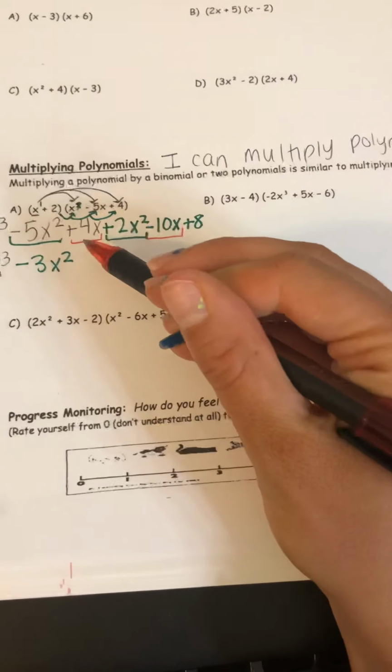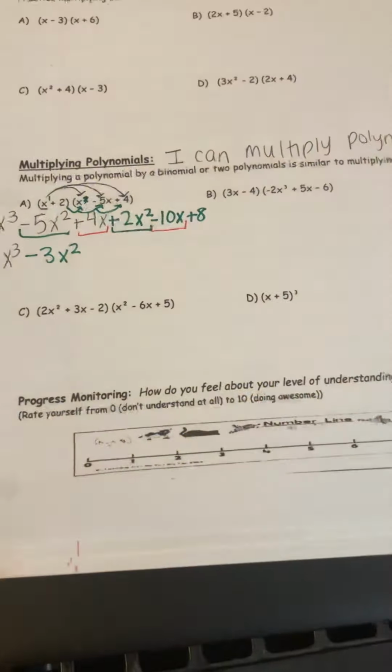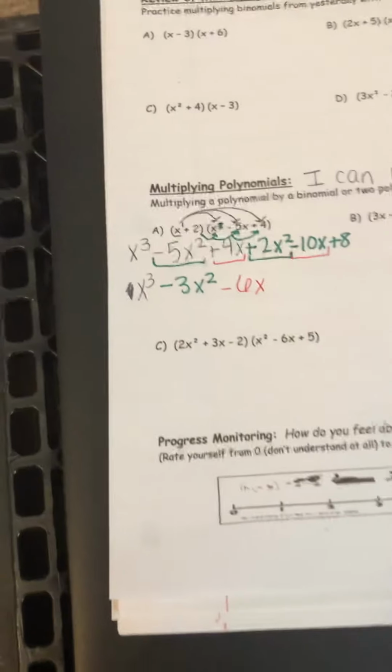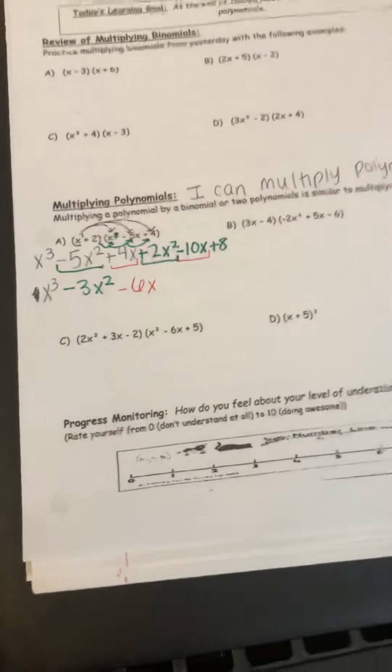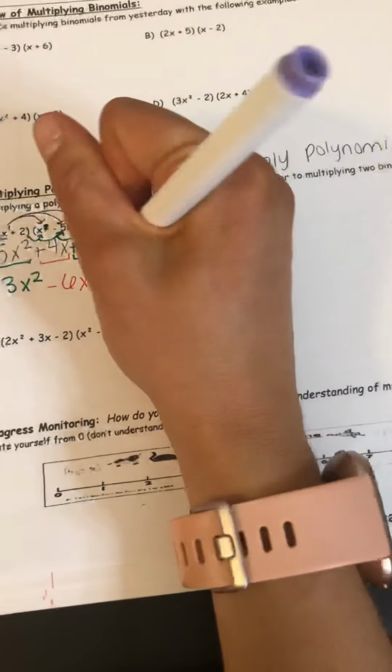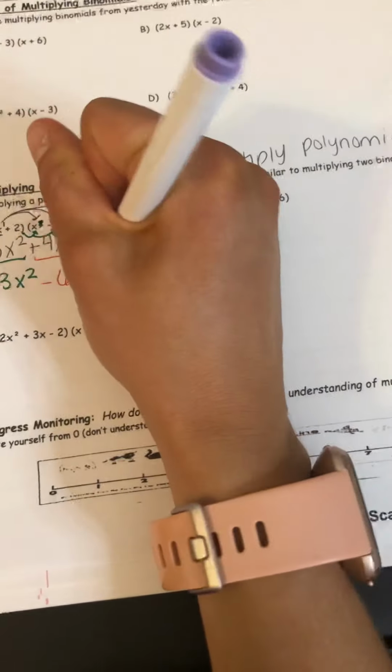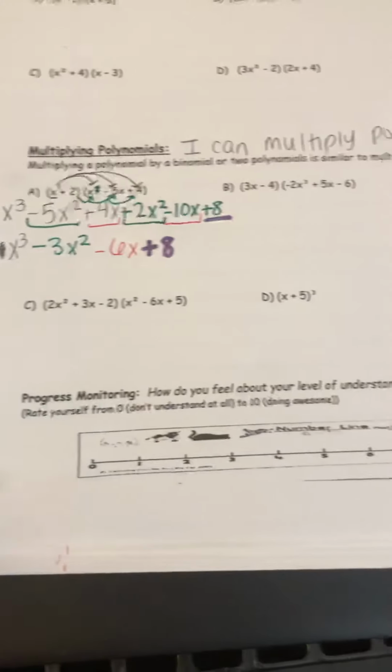And I see that I have positive 4x and then minus 10x. So I have $4, but I spend 10. So I'm now $6 in the bank. So I have negative 6x. And then my last term that's all by itself is that positive 8, and then I can just bring that down. So that is my answer for letter A. I have x cubed minus 3x squared minus 6x plus 8. Again, ignore that little dot that I made on paper, okay?